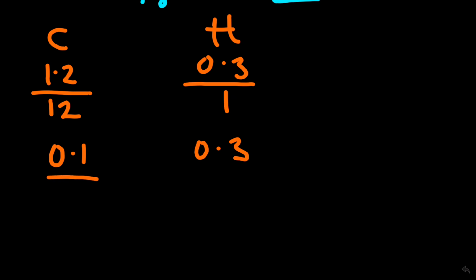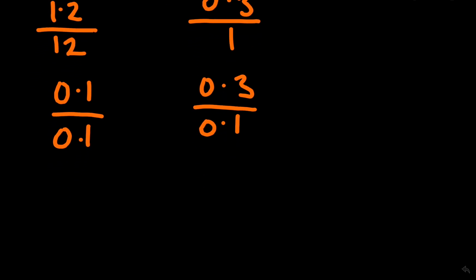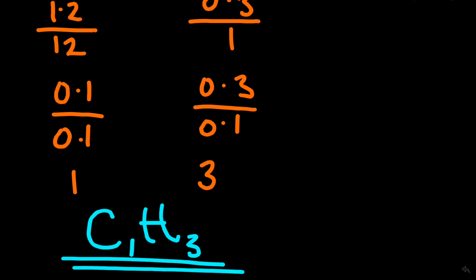Next, we divide with the smallest ratio, which is 0.1. So 0.1 divided by 0.1 would get 1. Then 0.3 divided by 0.1 would get 3. So the empirical formula of carbon and hydrogen, carbon is 1 and hydrogen is 3. And this is our final answer.